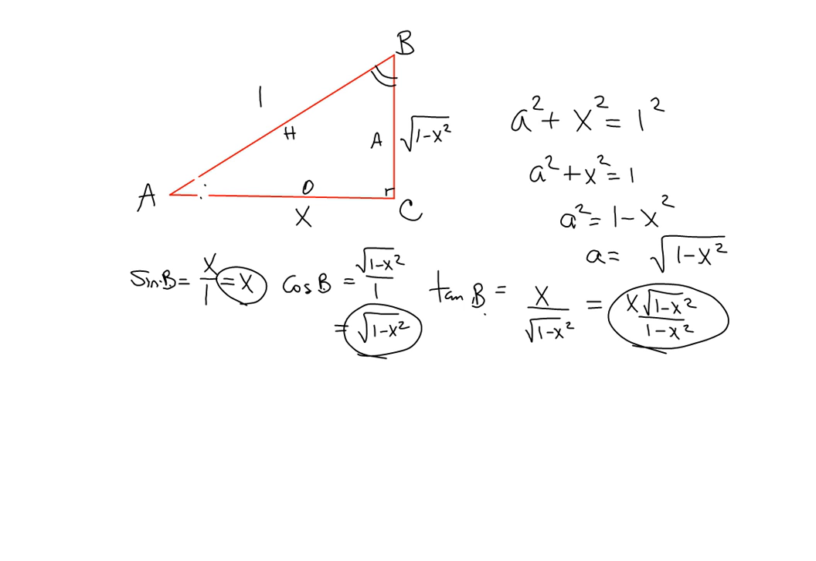What I do need to talk to you guys about is one last thing, and that is that there is a set of identities that are new to you. And that is, we now have an identity that says that sine of 90 degrees minus theta is equal to cosine of theta. What does that mean?